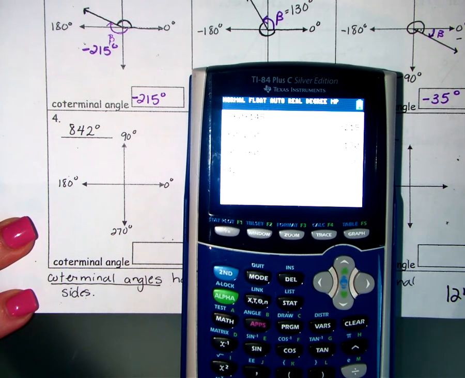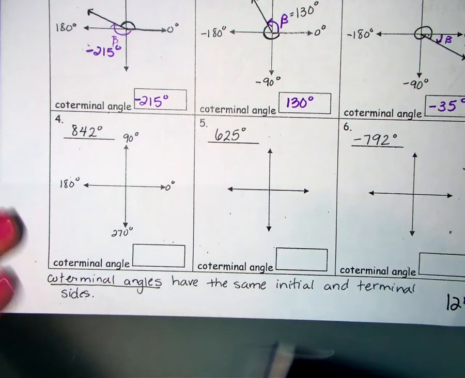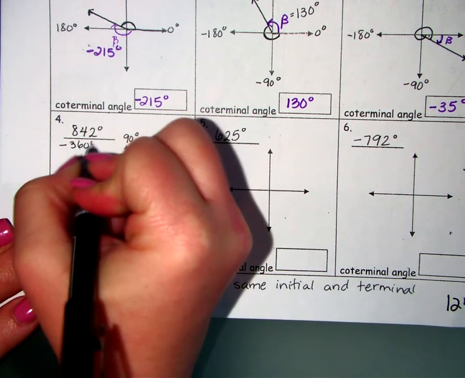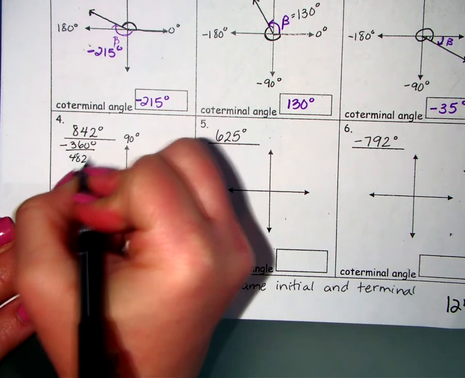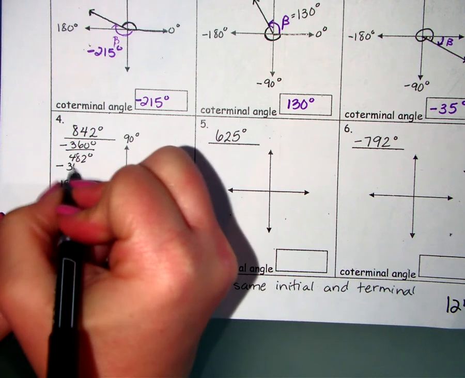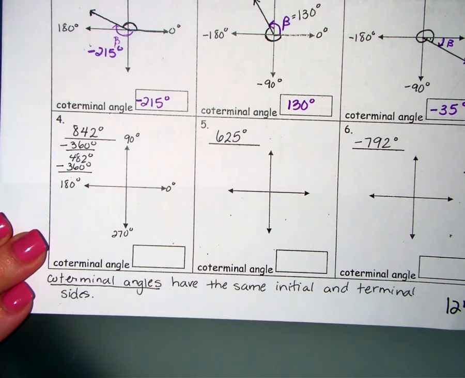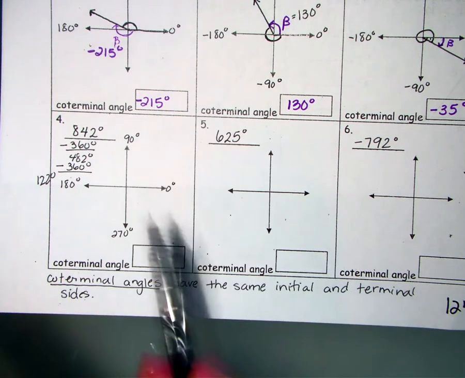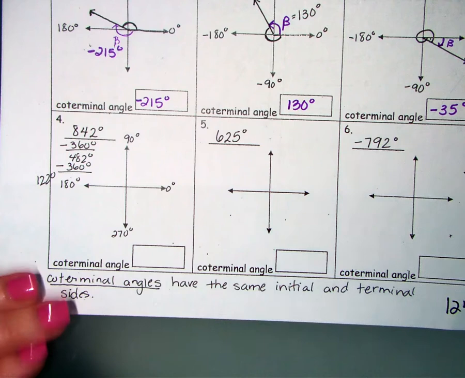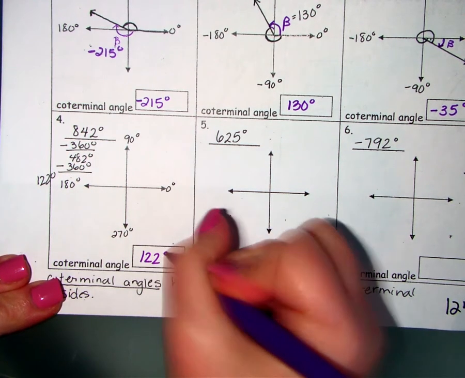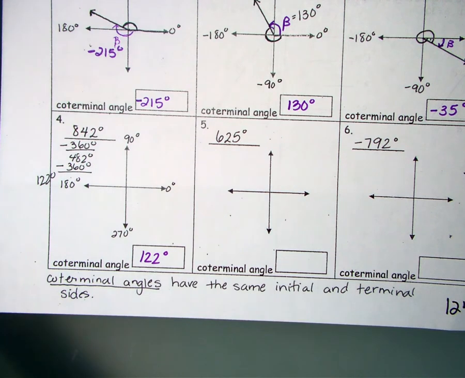So I could say, what if I take away one rotation? Again, that's kind of hard for you to see, so we're going to have you do this on your calculator. Taking away one rotation gets me to 482 degrees, which is still more rotations around. So I'm going to take away another rotation, and that gets me to 122 degrees. And so this 842 degrees is actually coterminal with 122 degrees as well, as a value around the circle that is between 0 and 360.